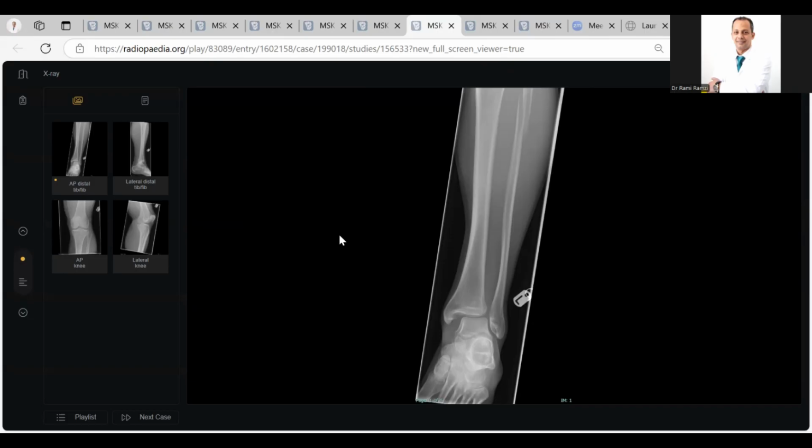Okay, this is a frontal view of the 50-year-old patient of the lower leg, including the ankle joint. What's your diagnosis? Proximal fibular fracture, overlapping edges, and also distal tibiofibular joint widening. And also there is a widening of the medial joint space as well. Excellent.